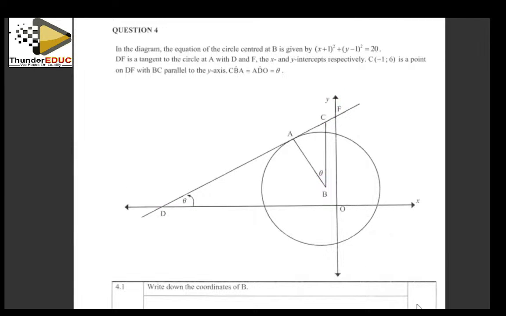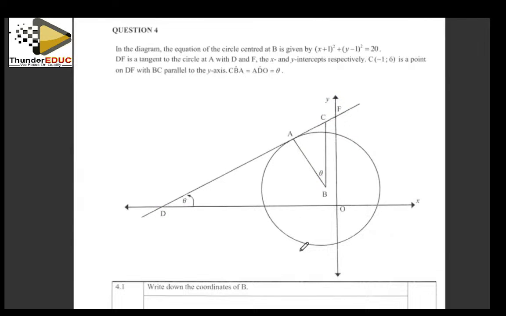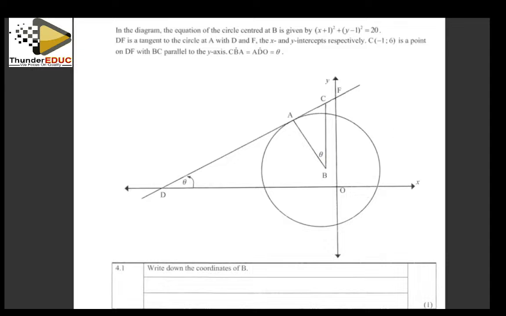So for us to get the coordinates of B, let's just get them from the equation of the circle without wasting time. So it's -1 and 1, period. Because we can extract them straight away from there.